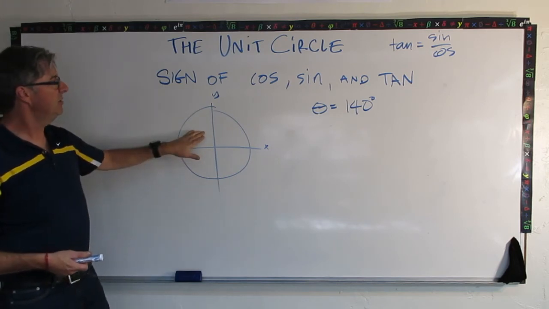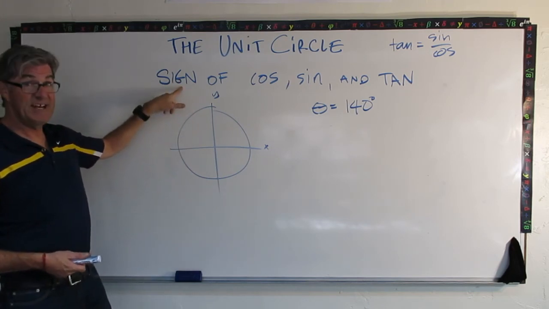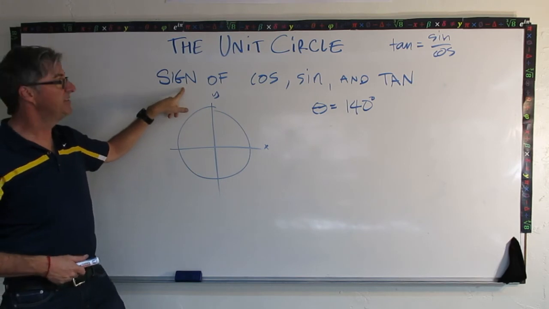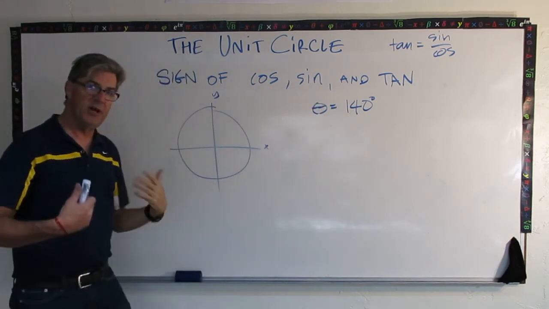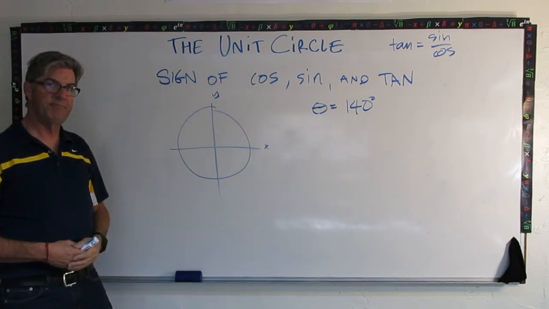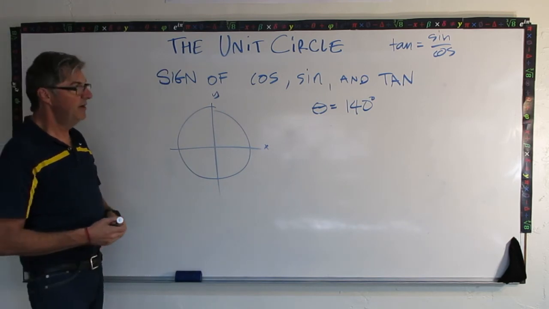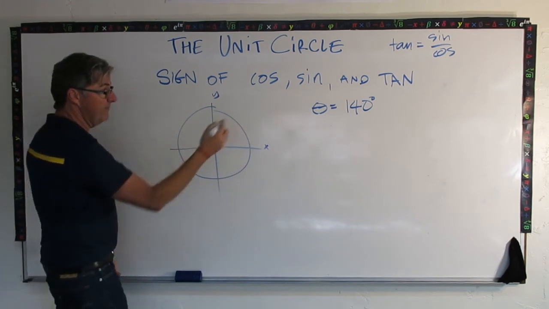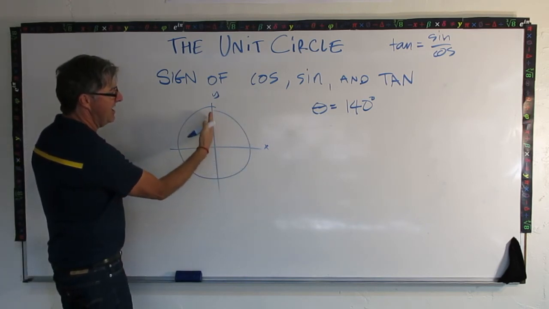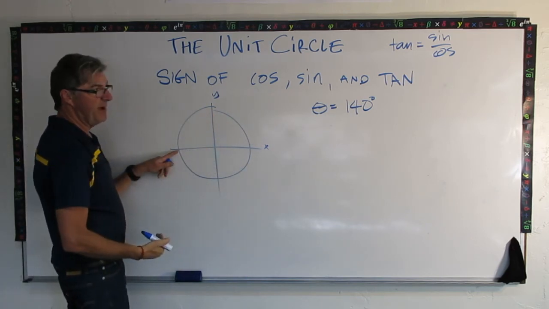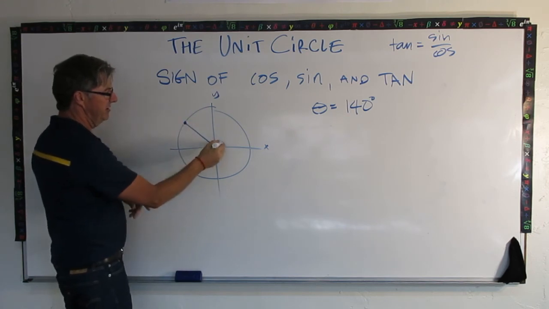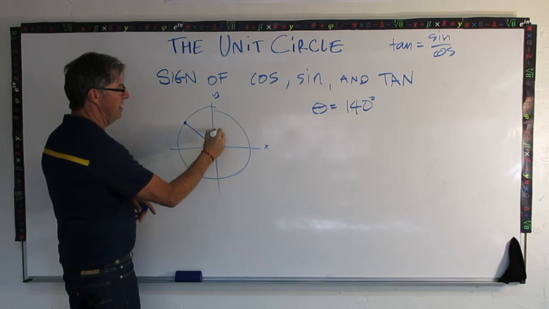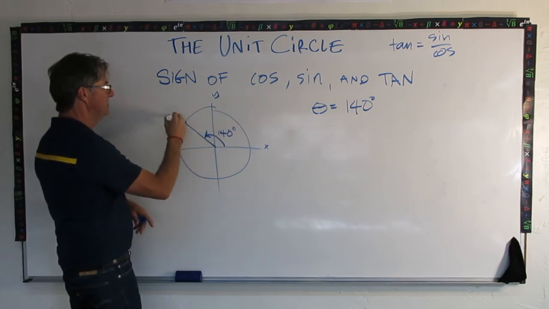Okay, so let's give you one to try. Here's my unit circle. Find the sign, S-I-G-N, positive or minus, of cosine, sine, and tangent for theta equals 140. So go ahead and pause the video and give that a shot. Okay, let's see how you did. First off, let's put our 140 theta in here. 90, 180 is all the way back around to here. So it's somewhere up here in the second quadrant. Here's our theta, 140 degrees. And here's our point P.